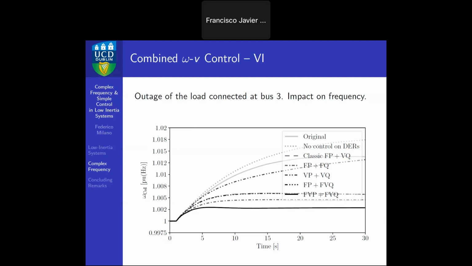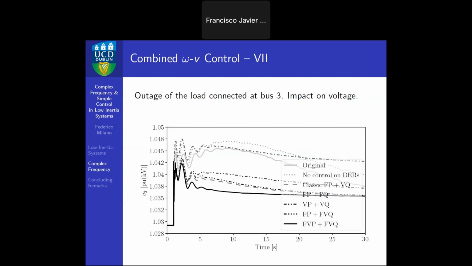And you see the index, well, this is the coil, so you see that the frequency of the center of inertia deviates the least with respect to any other combination. So the contingency is the same, the system is the same, and we are just activating or not these channels in the controllers of the DERs. This is the voltage. So you see the black line is always the lowest, or closest to the low.